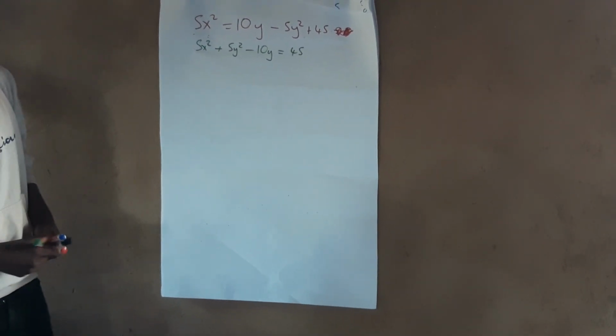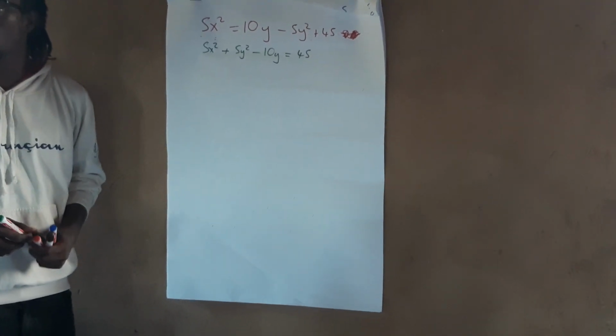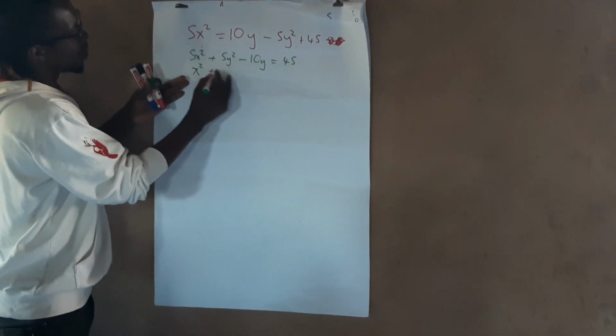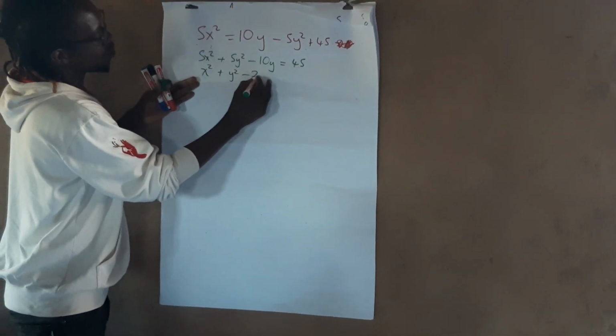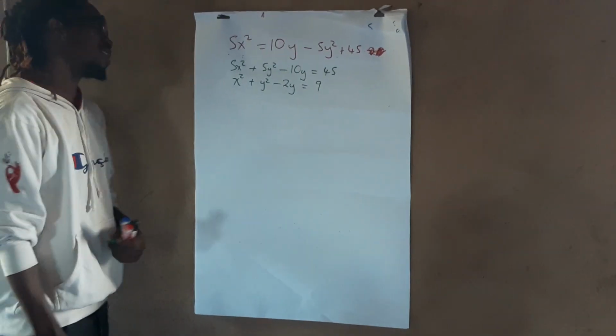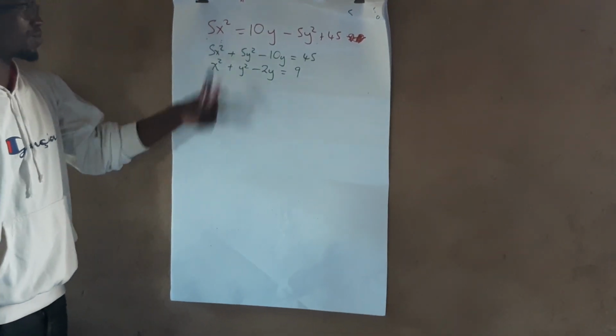Let's see. First thing first, we're dividing by what? By the common factor, which is 5. So this will give us x squared plus y squared minus 2y equals 9. What is our common factor? It was 5, right?